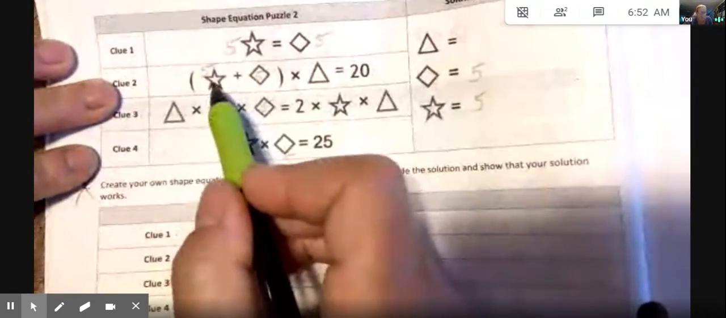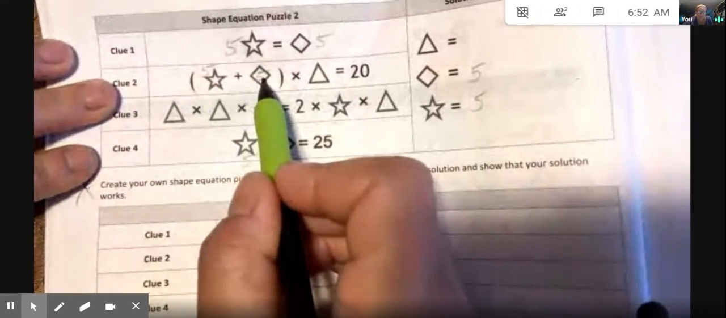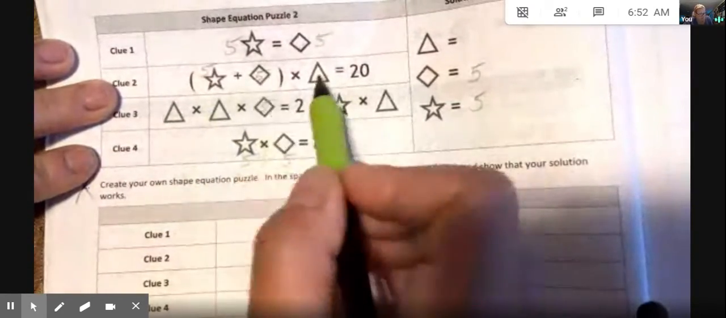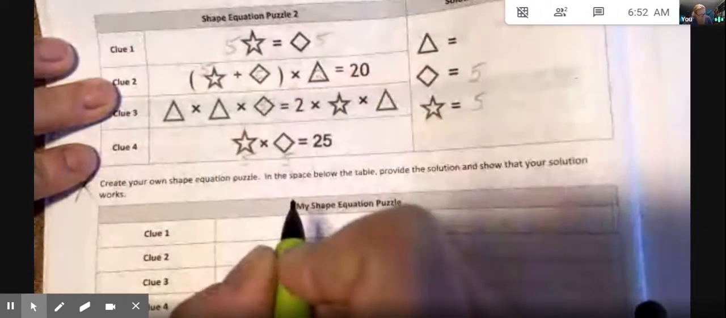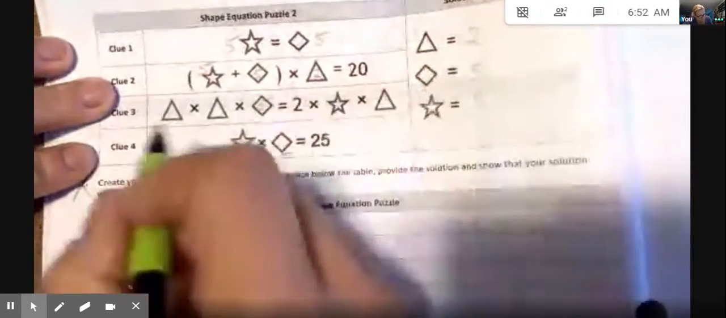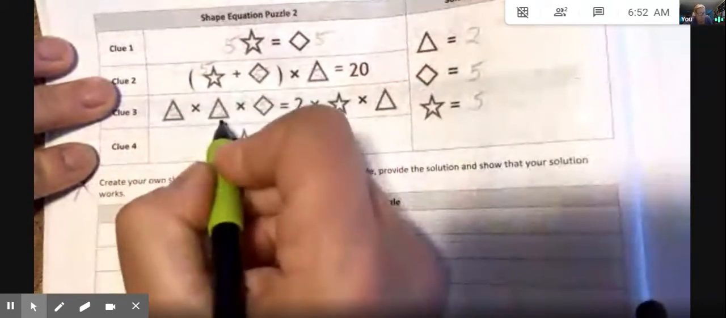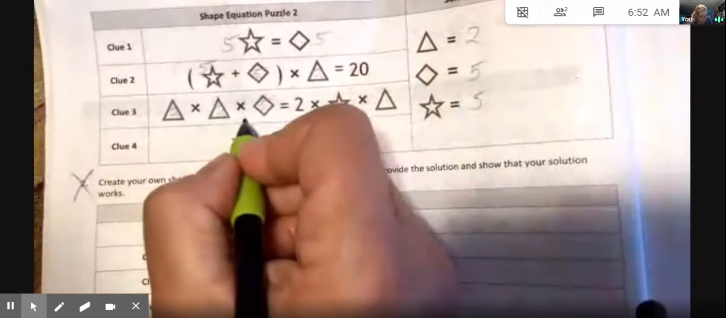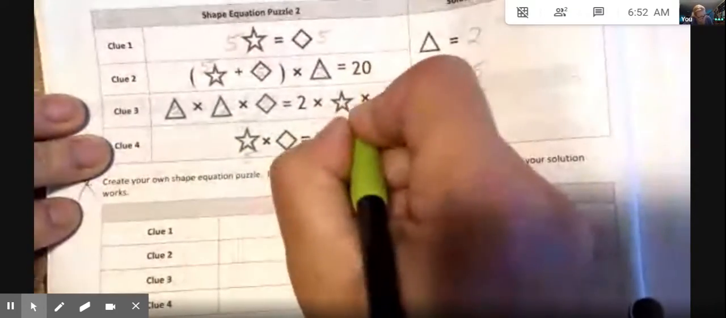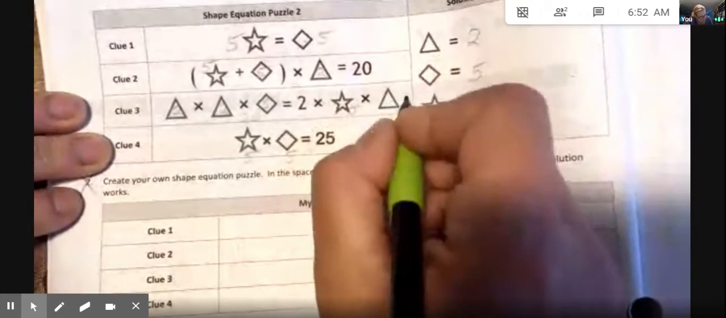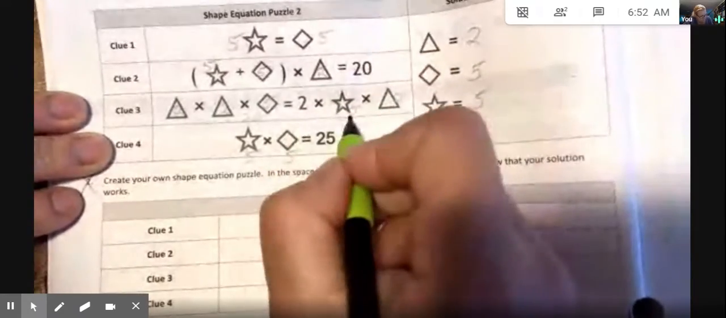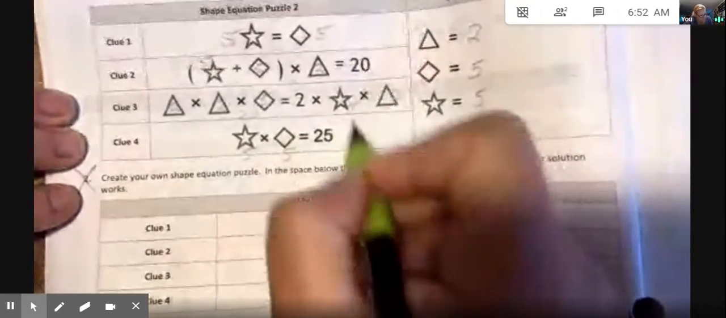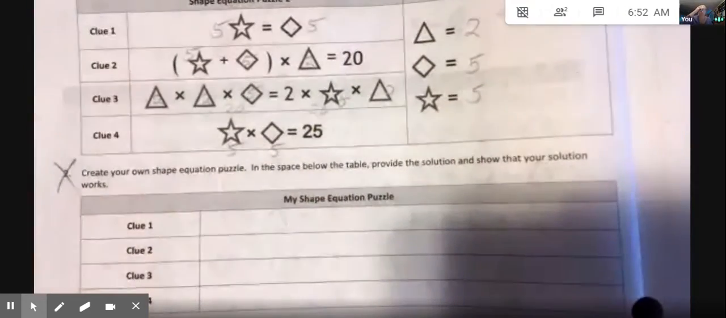Okay. So 5 plus 5 is 10. 10 times 2 is 20. 2 times 2 is 4. Times 5 is 20. So we know we got a 20 on that side. And this is a 5, and this is a 2. 2 times 5 is 10. Times 2 is 20. 20 on that side, so we're good.